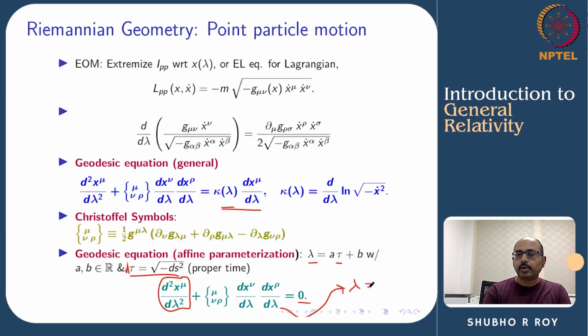ds squared. So now I'm going with the positive sign because ds squared is positive.